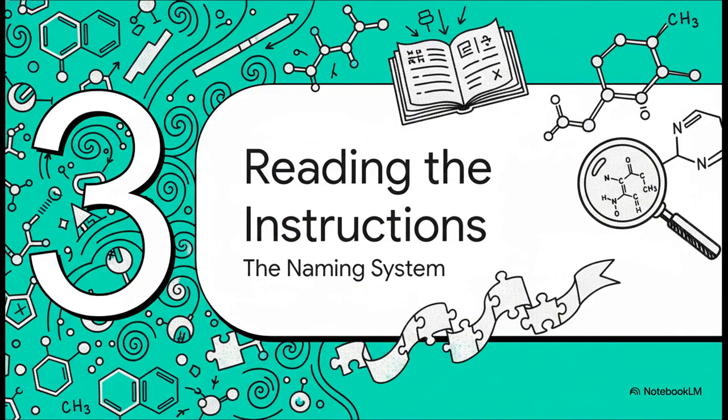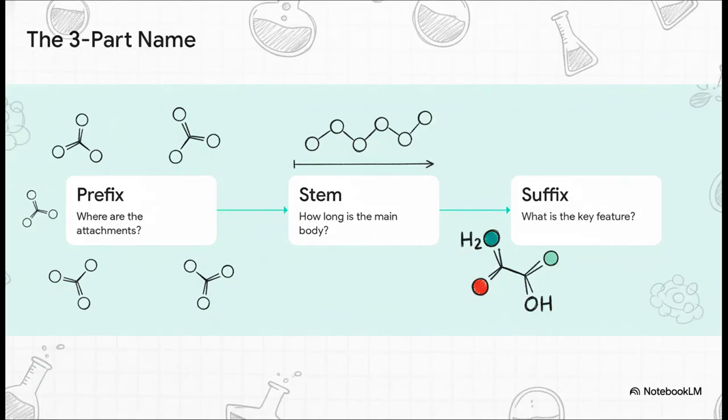With millions, literally millions of possible molecules, how on earth do chemists keep track of them all? Well, they developed a universal language, a super precise instruction manual for naming every single one. Let's see how that language works. And the system is beautifully logical. Every single name has three parts.